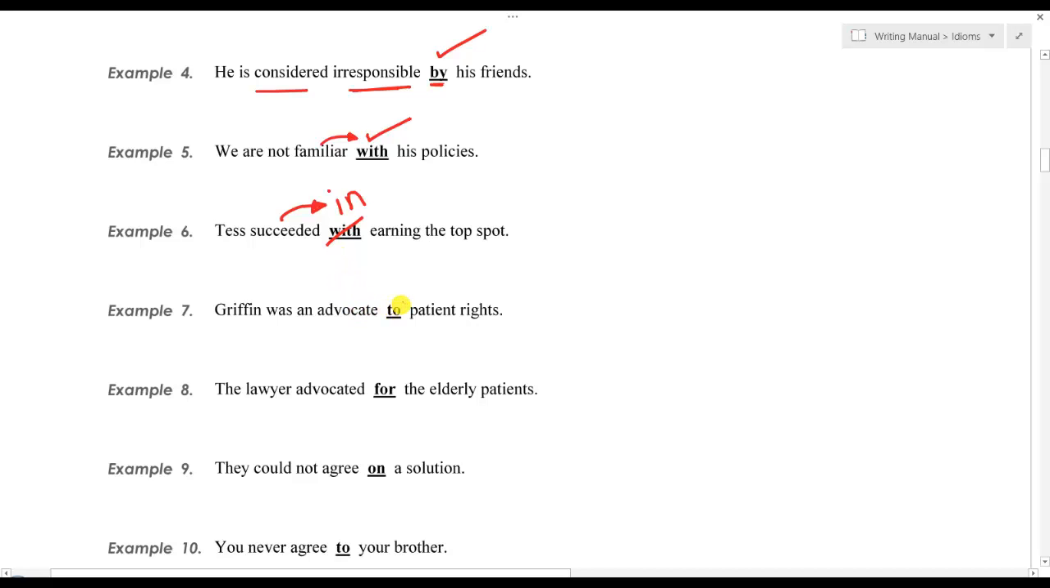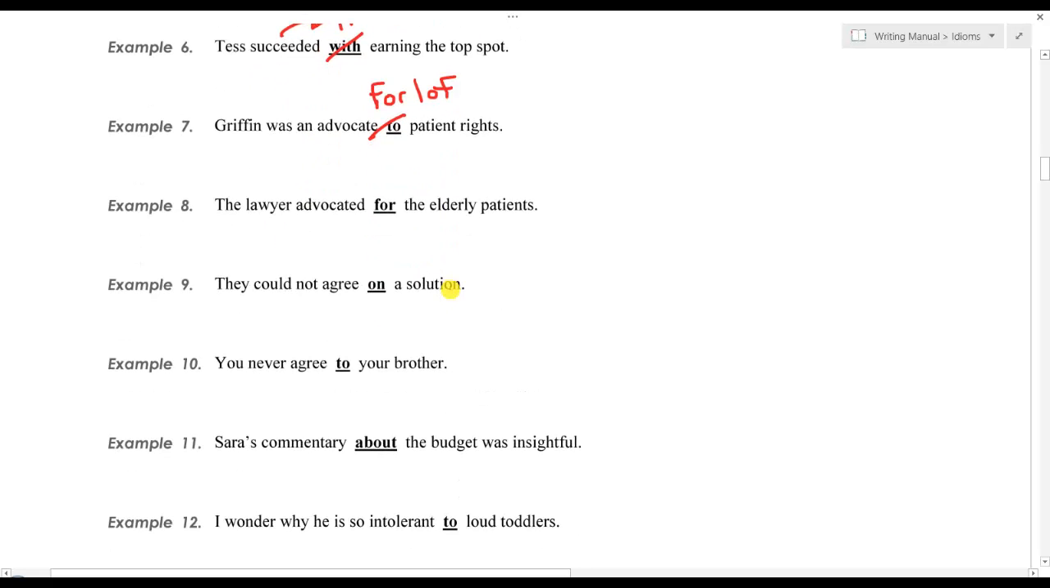Griffin was an advocate to. No, you are not an advocate to something. You are an advocate for or of. Actually, either of the prepositions for or of would work here. Number 8, the lawyer advocated for the elderly patients. This for is absolutely correct.